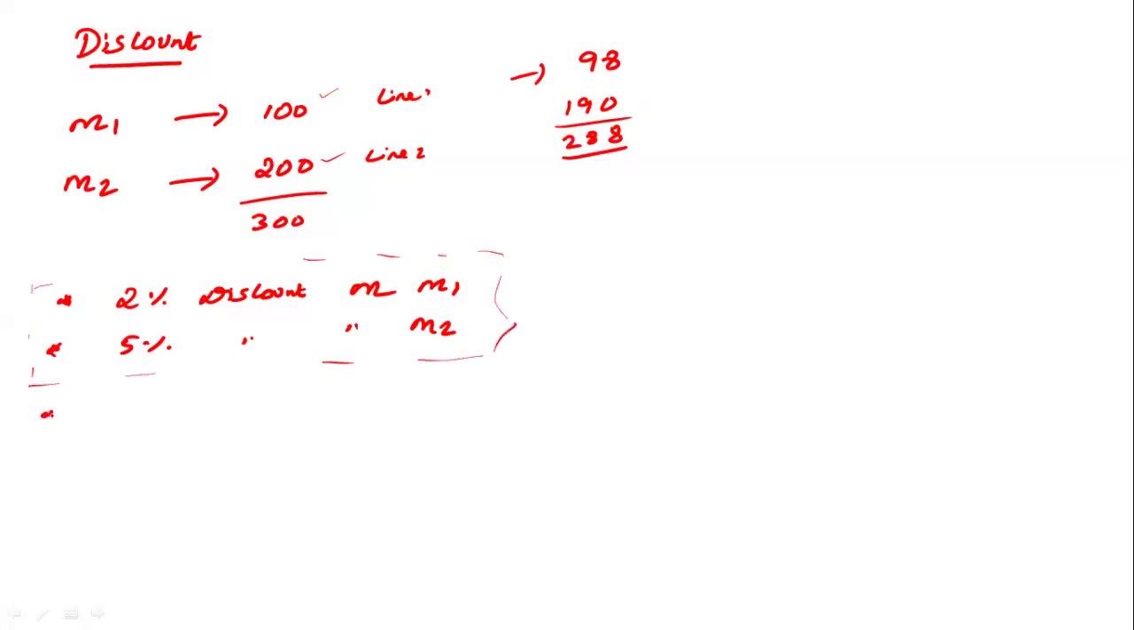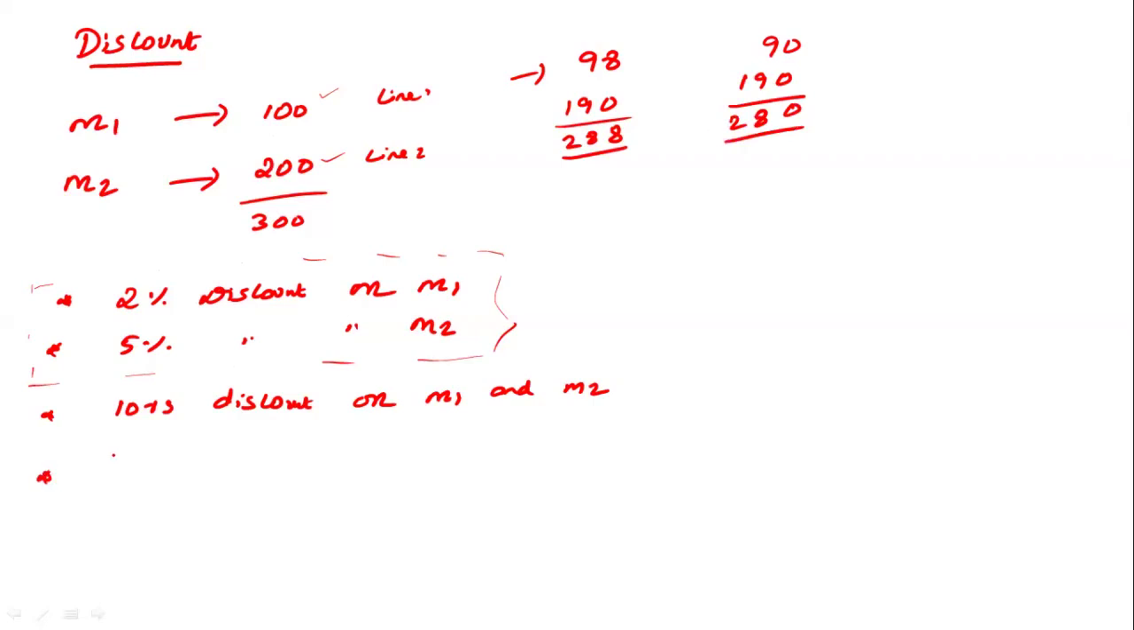Then he gives a second option. He is going to give 10 rupees of discount on M1 and M2 individually. Then what happens? This 100 will become 90. This 200 will become 190. So the price will be 280.